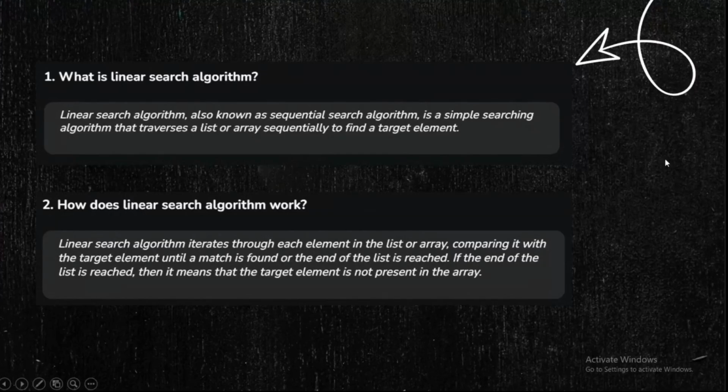This is a definition of linear search. You can just go through it. Linear search algorithm is also known as sequential search algorithm. It's a simple searching algorithm that traverses a list or array sequentially. So how does the linear search algorithm work? This is a written definition here. You can go through it, and if any problem, you can raise the doubt.